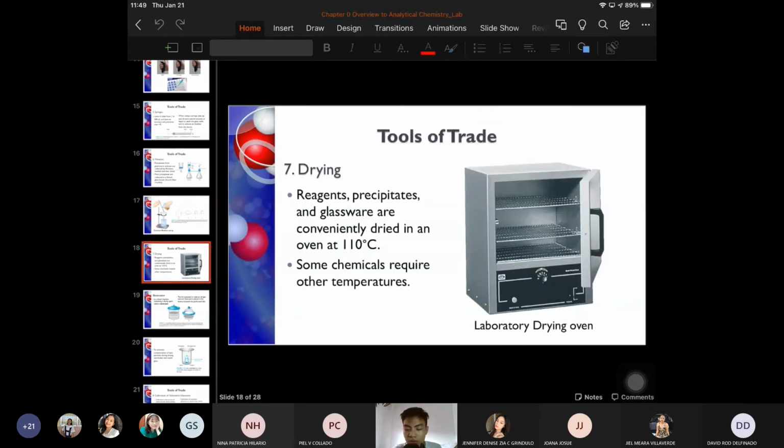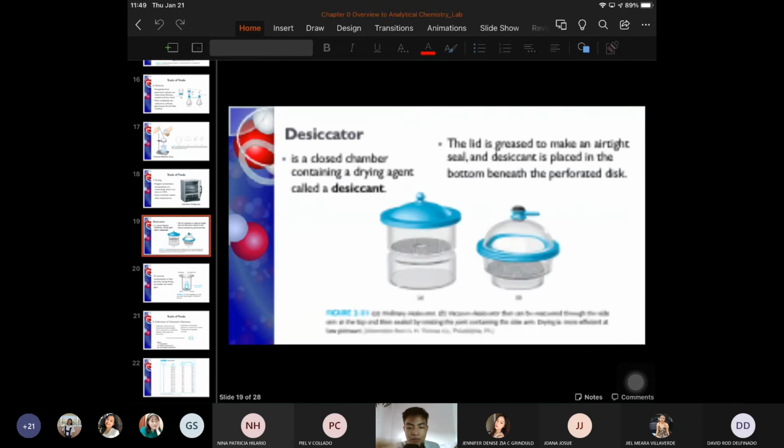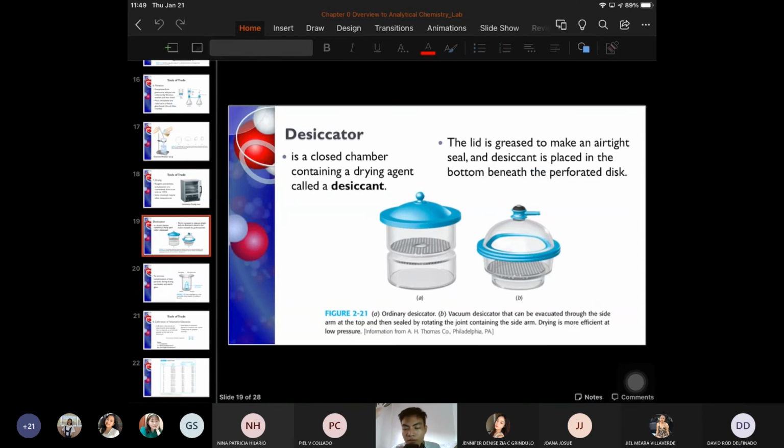And we use the oven to dry our instruments. Bakit kailangan i-dry? Because of water. So si water yung umeepal minsan sa ating measurements, so we have to remove water. After drying your instruments, you have to place it in a desiccator para good for use siya.